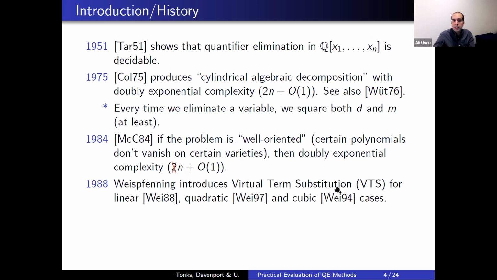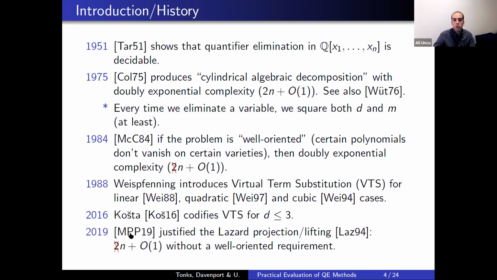Then Weispfenning in 1988 introduced virtual term substitution. So instead of talking about cylindrical algebraic decomposition, now we're talking about a different scheme. He explained how to use it and what it does, how you can do existential quantifier elimination with that for linear, quadratic, and cubic cases. Recently, in 2016, Košta actually did the algorithmic treatment of this VTS method of Weispfenning for all these degrees, less than or equal to 3. So now we have these virtual term substitutions that we can implement.